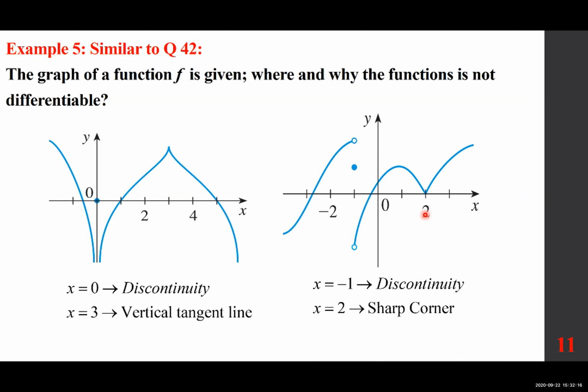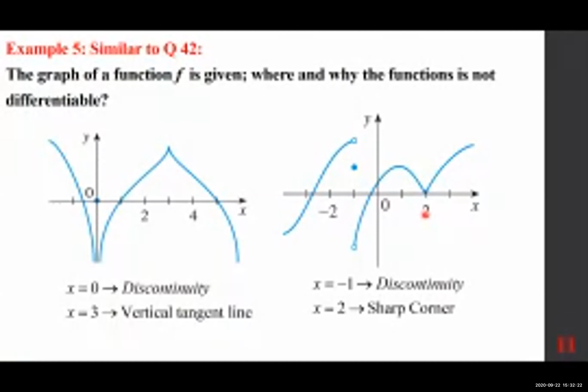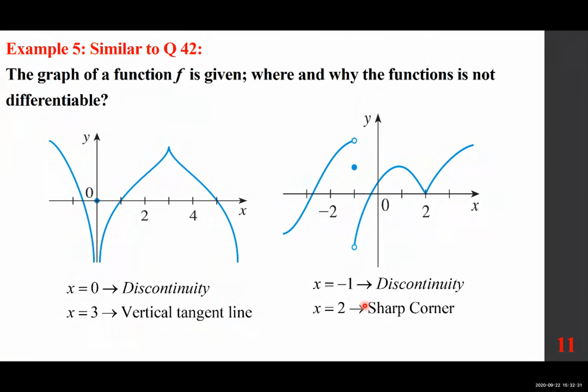So what do we notice? And that's what I want to discuss: the difference between a sharp corner and a vertical tangent. Again, if you don't see it, I don't want to dwell on it too much. But here's what happens with the sharp corner. A sharp corner is always like a V shape, or maybe a V shape that is upside down. Like this, a V shape.